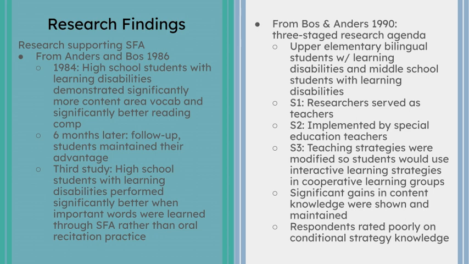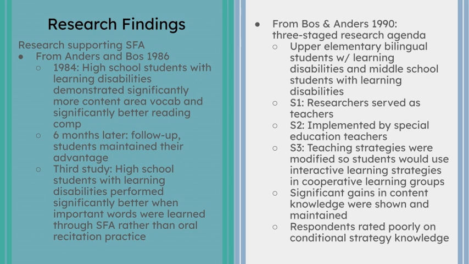in this study where high school students with learning disabilities demonstrated significantly more content area vocab and significantly better reading comprehension. And what they did in that study is the students participated in an SFA activity before and immediately after reading a chapter on the Fourth Amendment of the U.S. Constitution. And their results were far better than the control group, who looked up difficult words and wrote the definition in a sentence for each one.